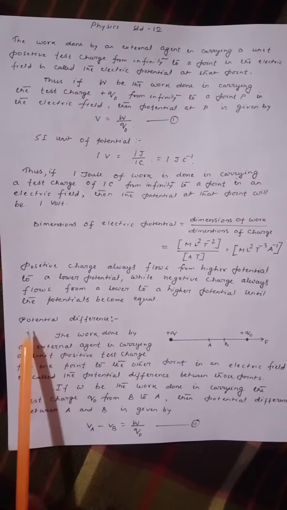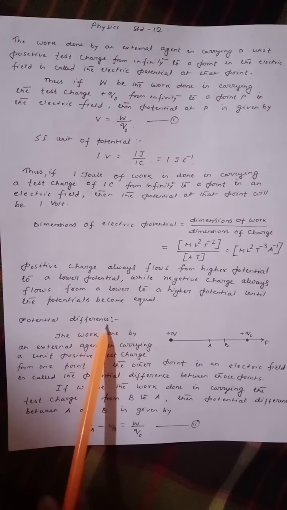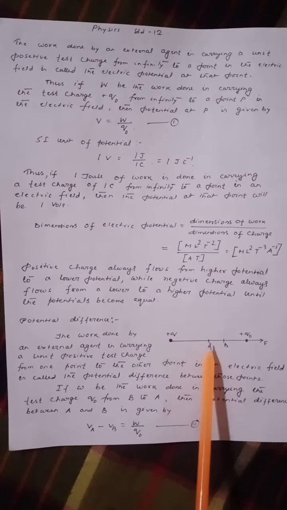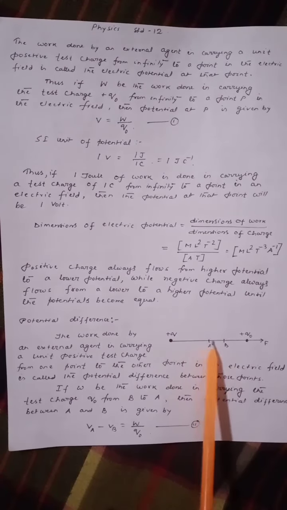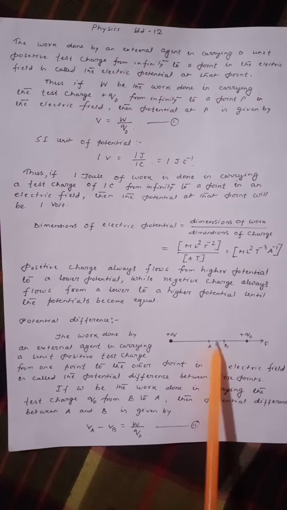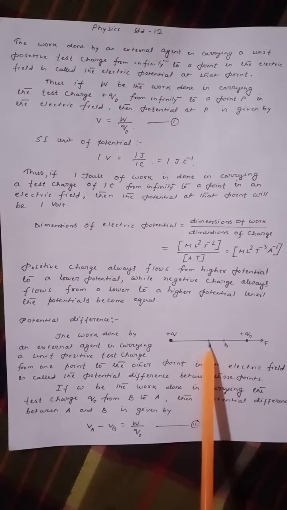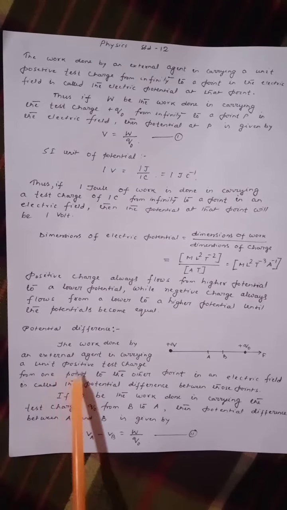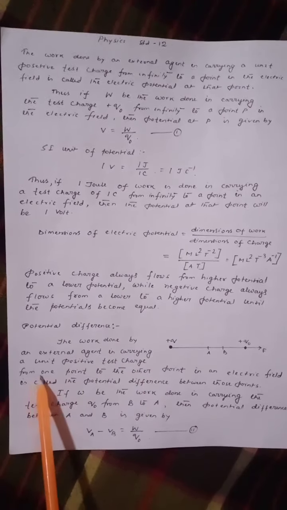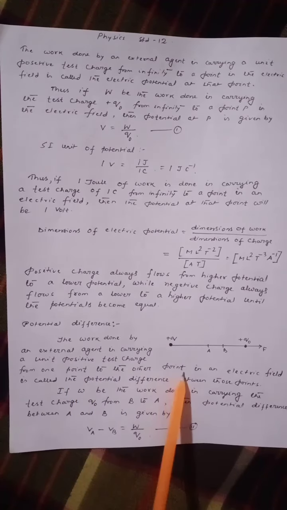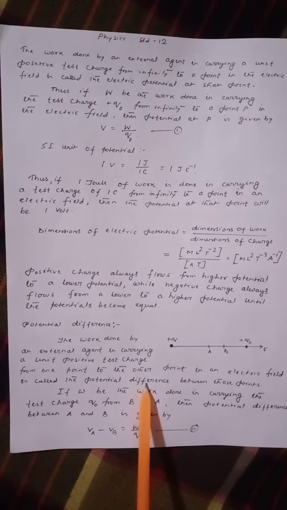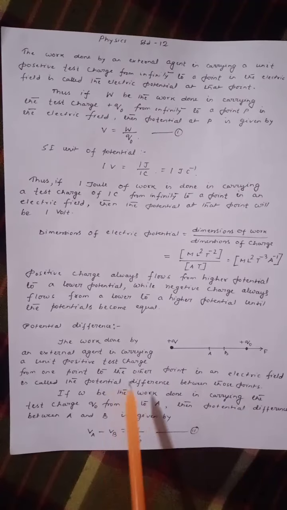Now potential difference. Let us understand what potential difference is. Suppose this is a source charge +Q, and in its electric field there are 2 points A and B, and we need to find the potential difference between these 2 points. The work done by an external agent in carrying a unit positive test charge from one point to the other point in an electric field is called the potential difference between those points.